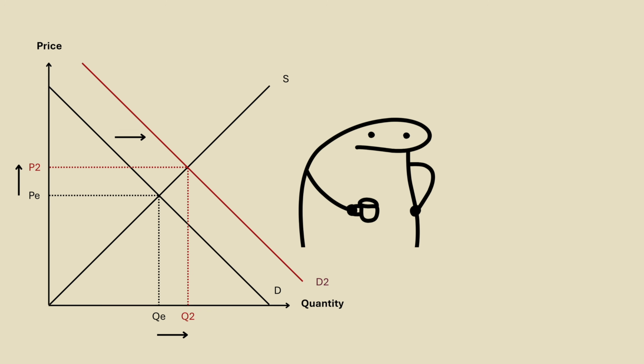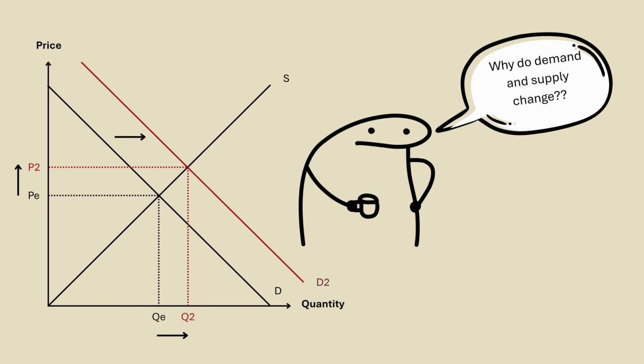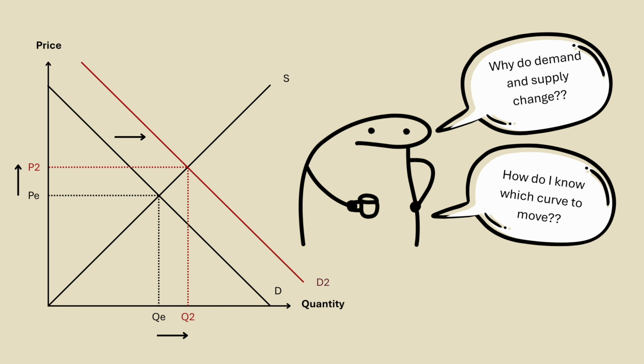Okay, so you've heard about changes in demand or changes in supply, but dude, I don't even really understand it. Like, why do demand and supply change? How do I know which curve to move? It's so confusing. I don't get which curve I'm meant to move and in what direction. Don't stress. By the end of this video, you'll know the answer to your woes.